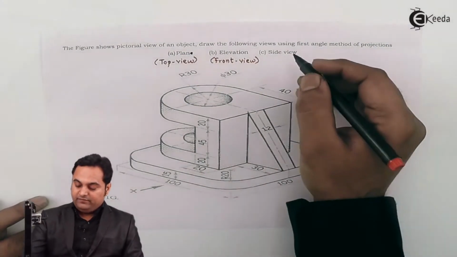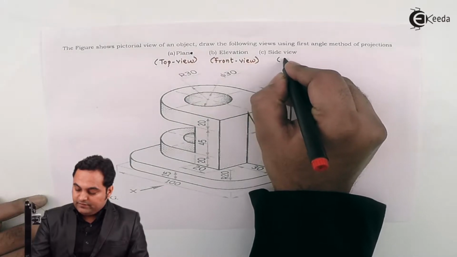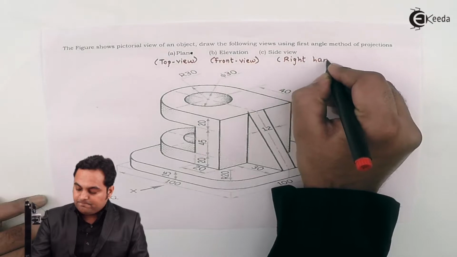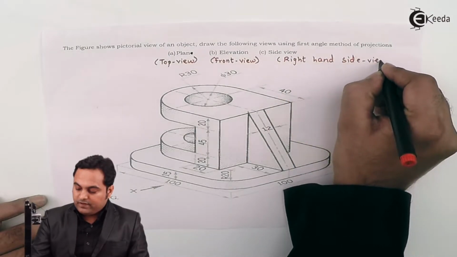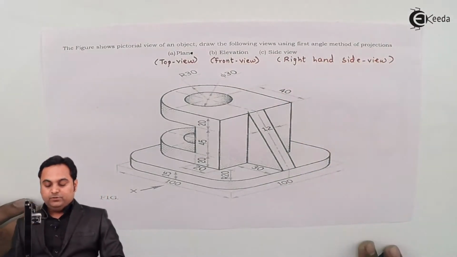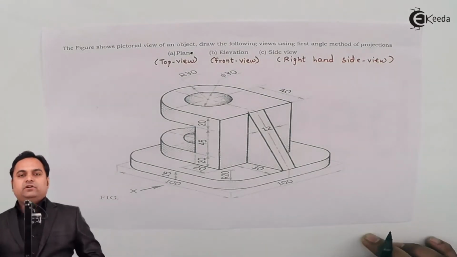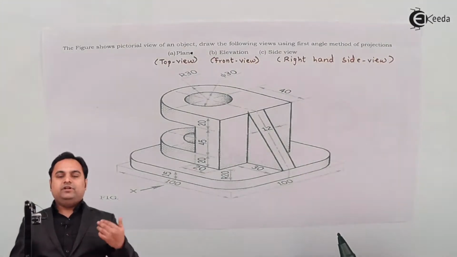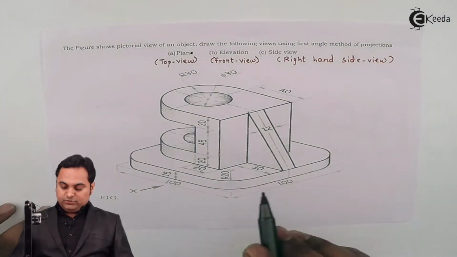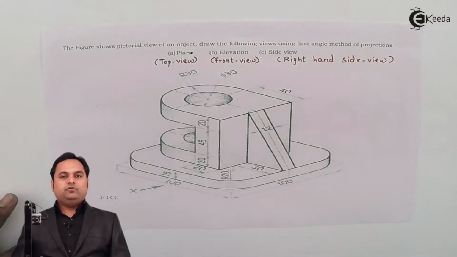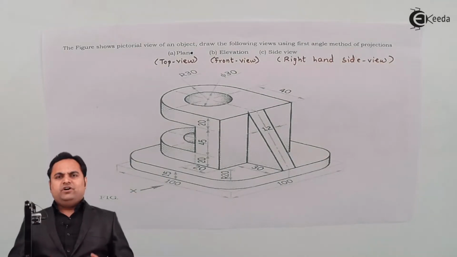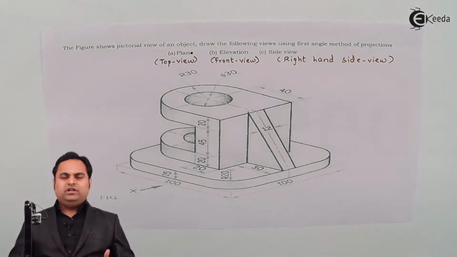So it means the side view which we have to draw is the right hand side view. We need to draw the right hand side view. Now when we are drawing it by the first angle method of projection, the right hand side view will be drawn onto the left hand side. So here we need to start with the front view, and just before that, whenever you have a question on orthographic projection, first calculate how much is the total length, total height and total width.